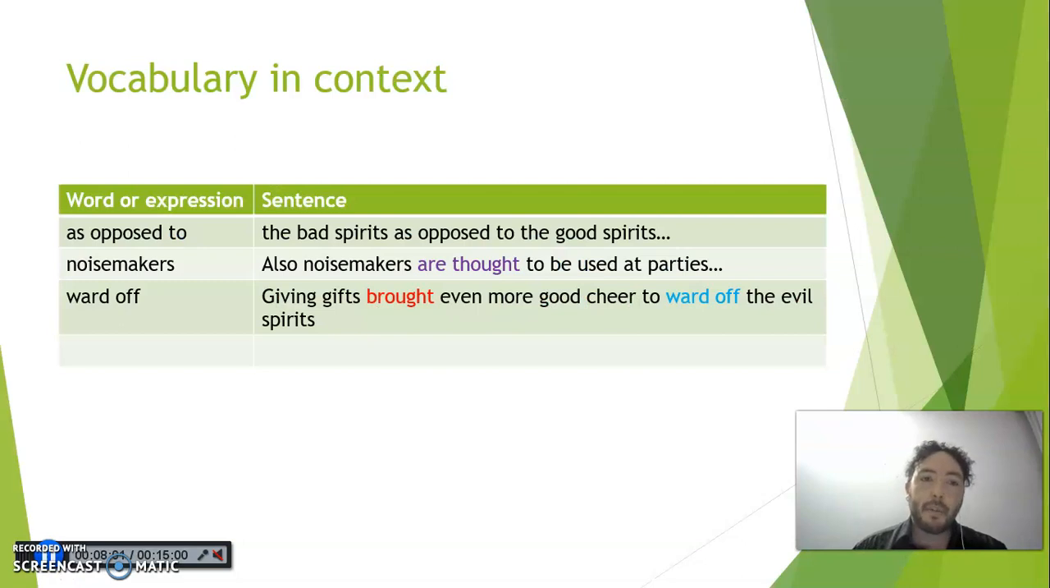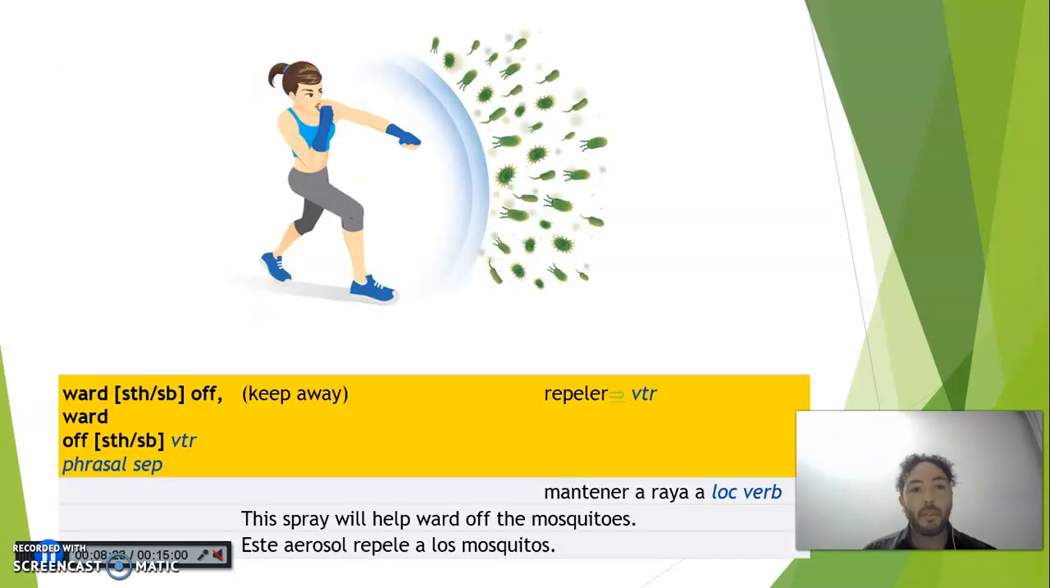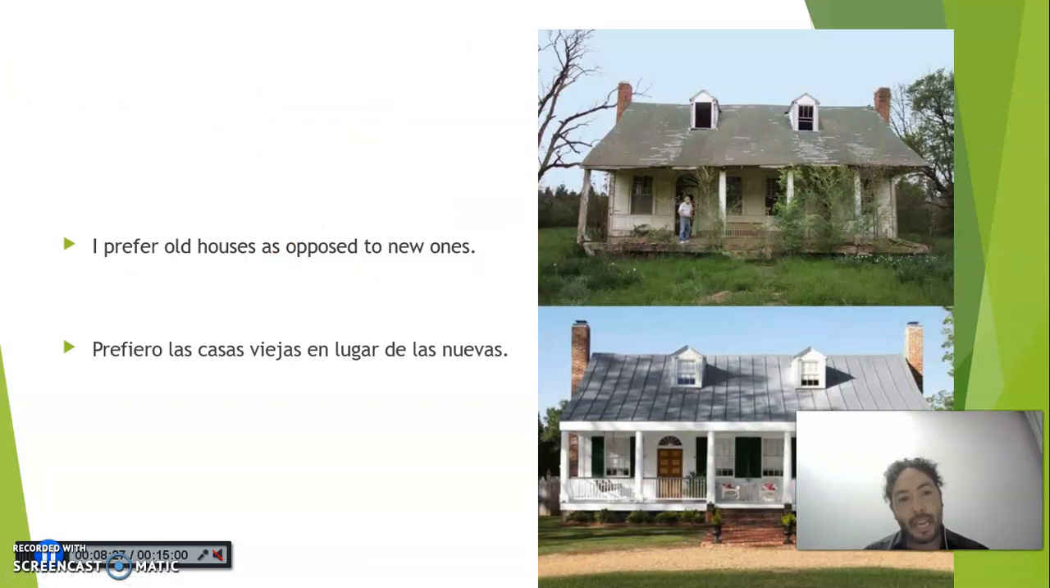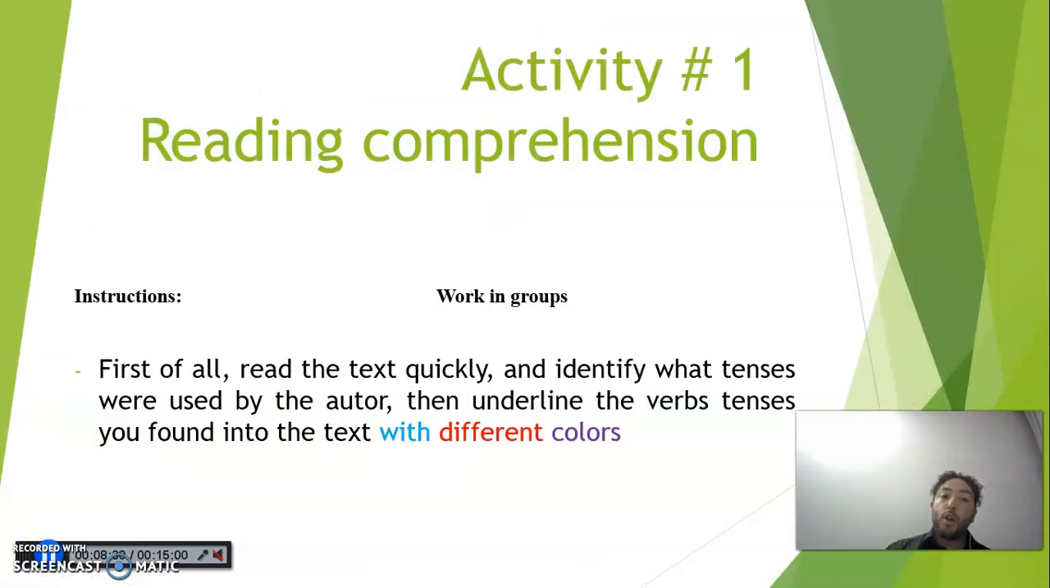I prepared some slides with the vocabulary in context. In that case, these expressions are supposed to be noisemakers, ward off. This is a B1 level, but probably the students don't know the meaning. So in that case, we are going to have the previous vocabulary also related with images, and after that we are going to start with the reading comprehension activity that is the focus of the class.